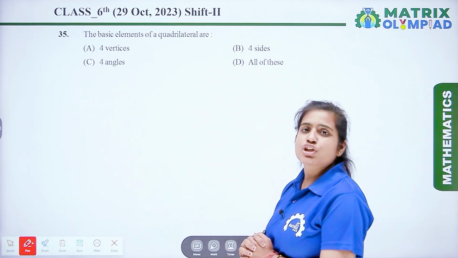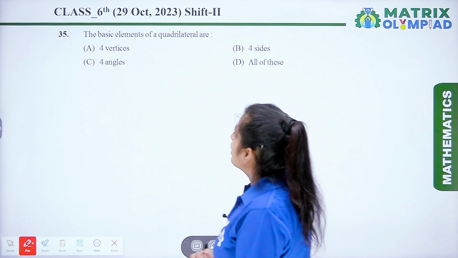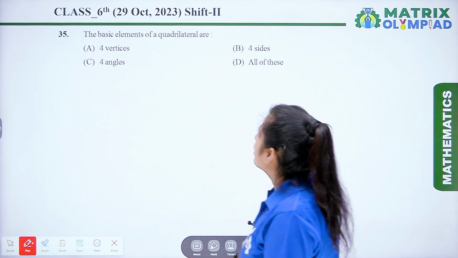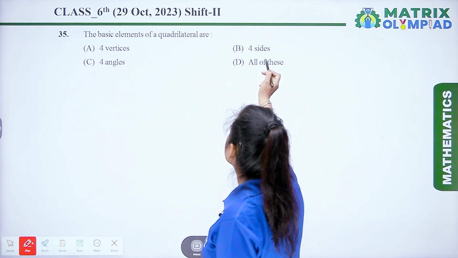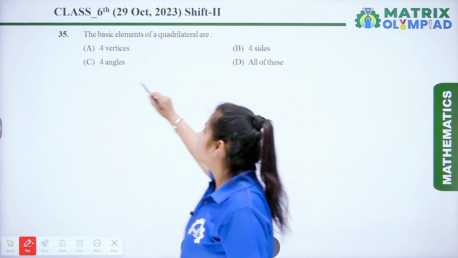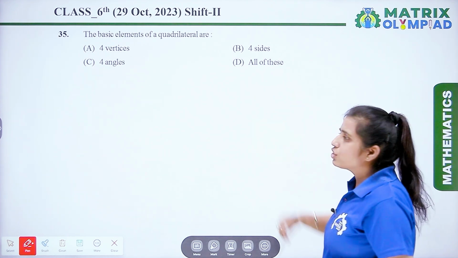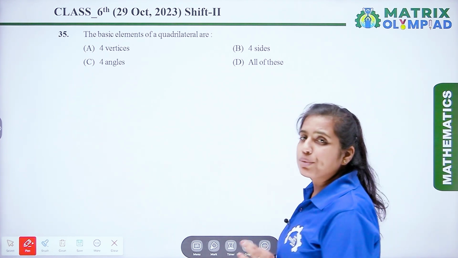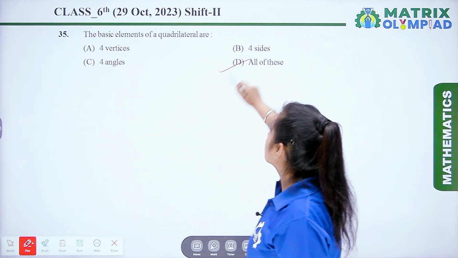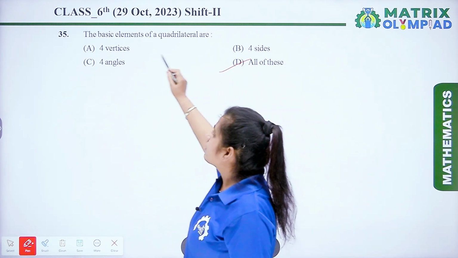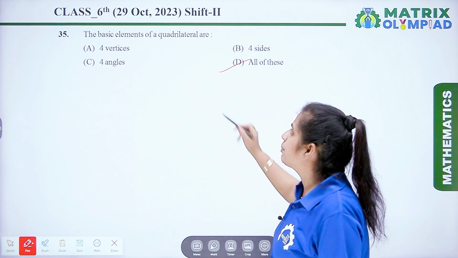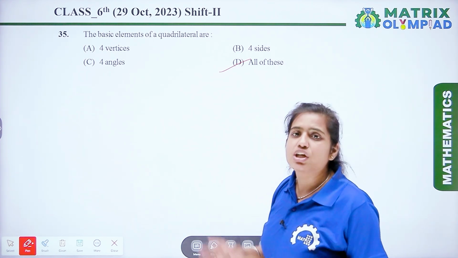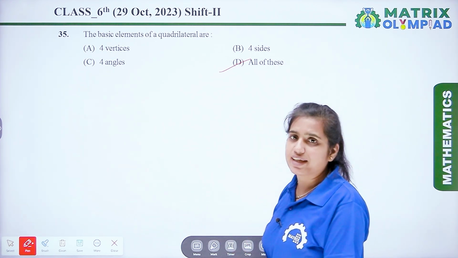Now in question number 35, the basic elements of a quadrilateral are 4 vertices, 4 sides, 4 angles, all of these. So here option D is the correct answer because in a quadrilateral we have 4 vertices, 4 angles and 4 sides. So these are the basic elements of a quadrilateral. So here option D is the correct answer.